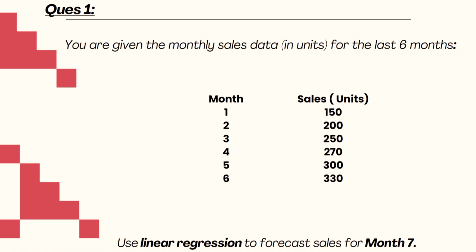Starting with question number 1, you are given the monthly sales data in units for the 6 months and use linear regression to forecast the sales for month 7. The different information is already provided and there is nothing called extra information in this question. So we use linear regression for solving this question.